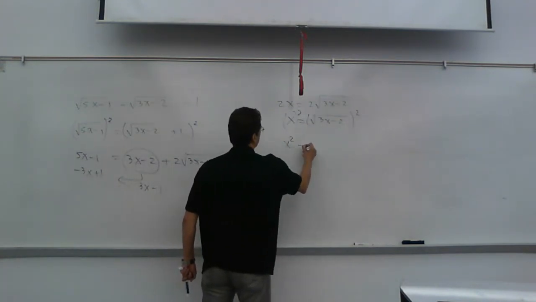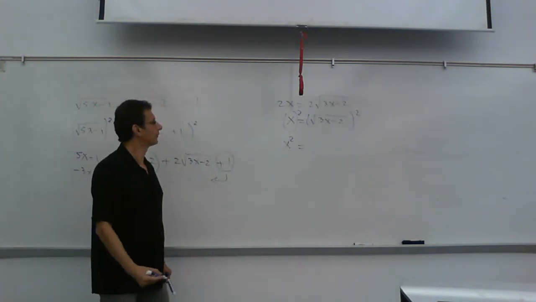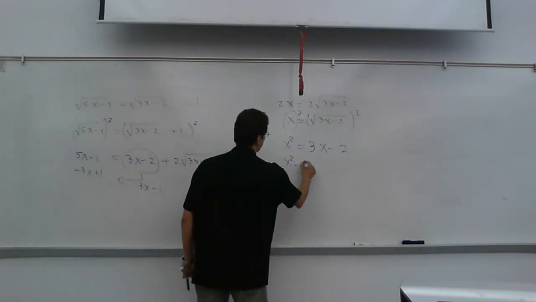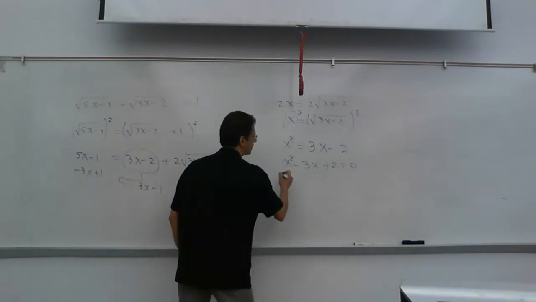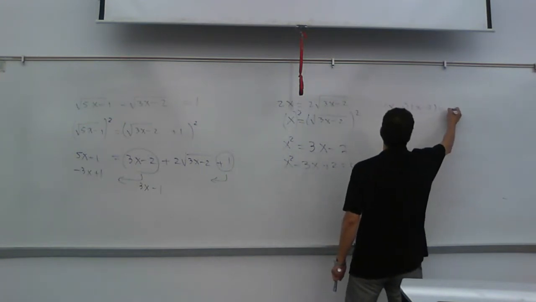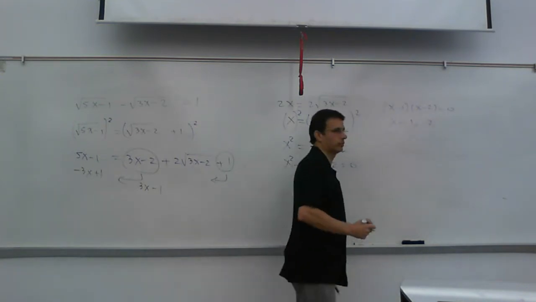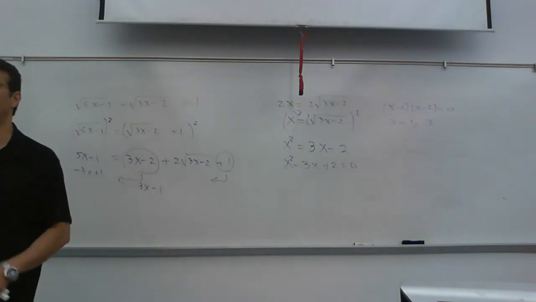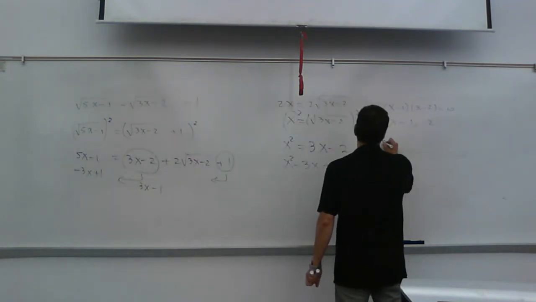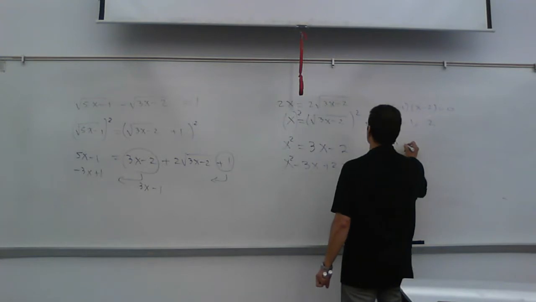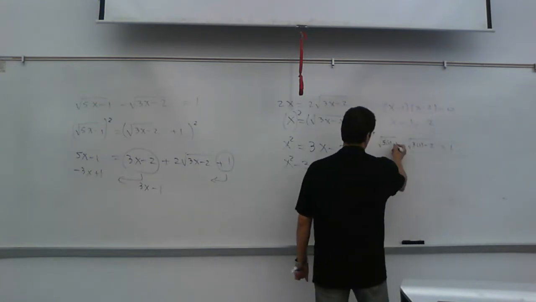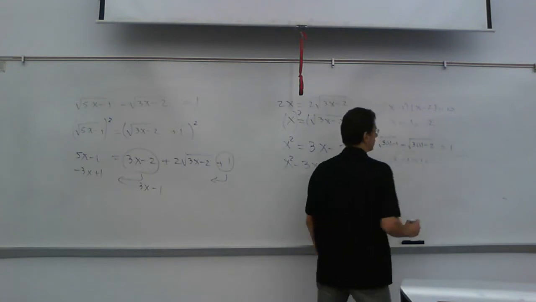So this becomes x squared equals 3x minus 2. Bring them to the same side. The answer is, let's just put it here, x what? So x is what? 1 and 2. Are we done? We're going to check. So 5 times 1 minus 1 under the radical minus 3 times 1 minus 2 under the radical is equal to 1. This is 4 becomes 2 minus 1 equals 1. So that one checks. Is that right?